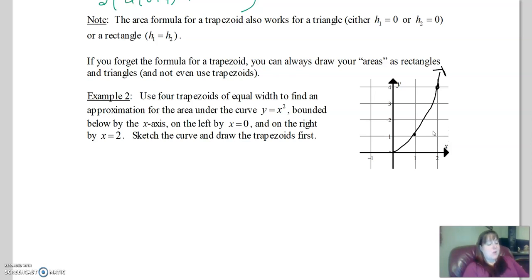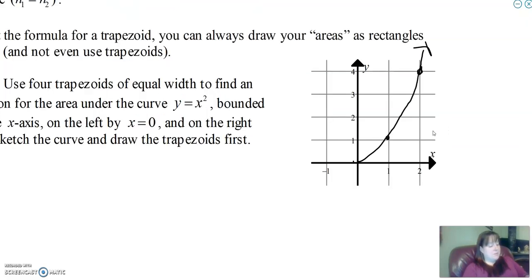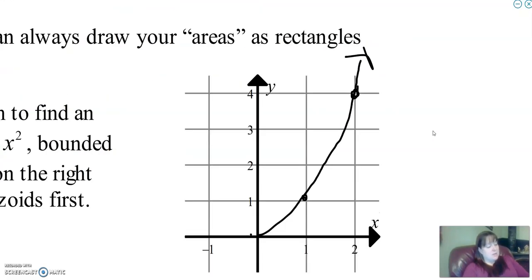It's better than most. So there's our curve, right? And now we're going to draw our trapezoids. It says we want to do four trapezoids of equal width. Okay, so let's get in here really nice and close. That means from 0 to 2, we're going to have four different trapezoids, right? So it's going to have 1, 2, 3, 4. Each of those trapezoids is going to be half a unit wide, right?